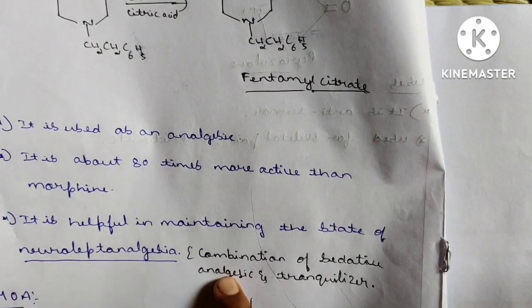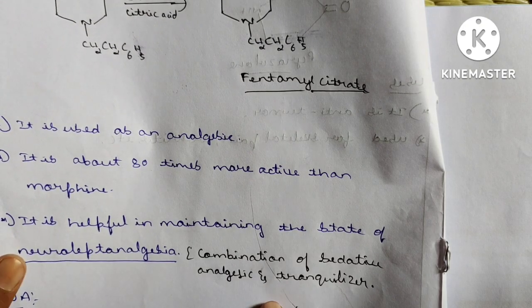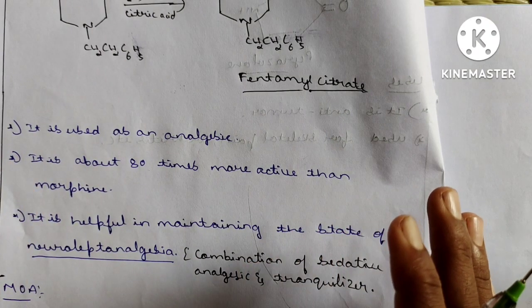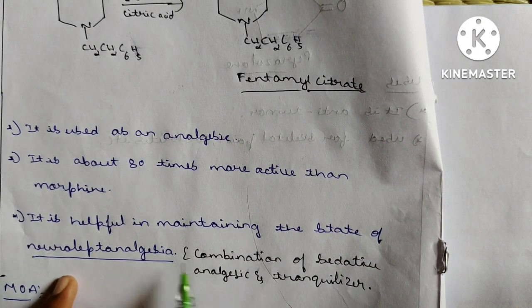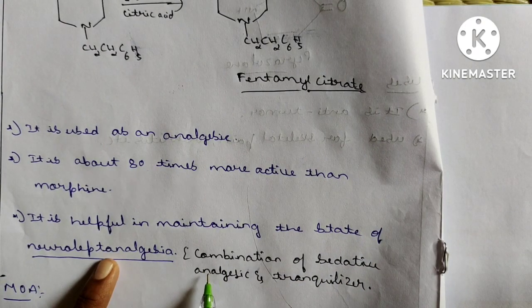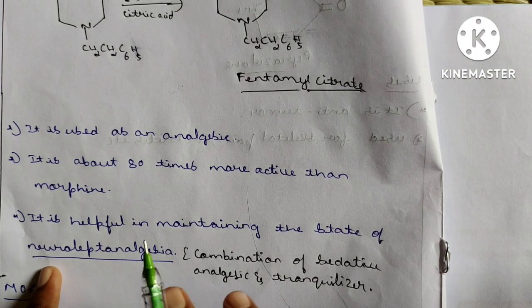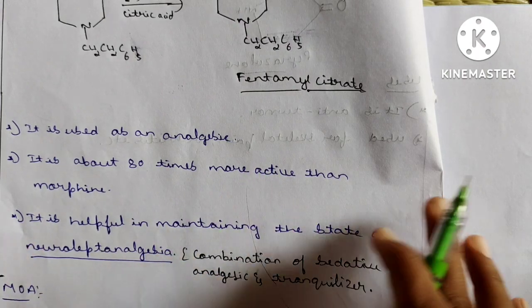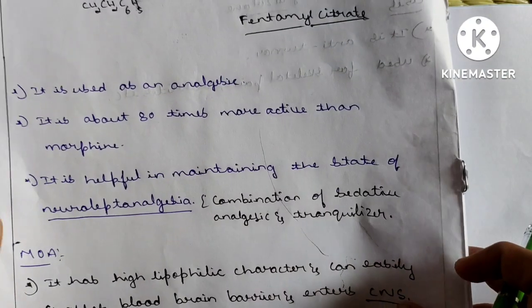Okay, this fentanyl citrate is 80 times more active, acts more as a painkiller than the morphine. It is helpful in maintaining the state of neuroleptanalgesia, meaning a combination of sedative analgesic and tranquilizer. See, they are helping for this. Neuroleptanalgesia is nothing but a combination of both sedative analgesic and tranquilizer. For that process we are using this fentanyl citrate.